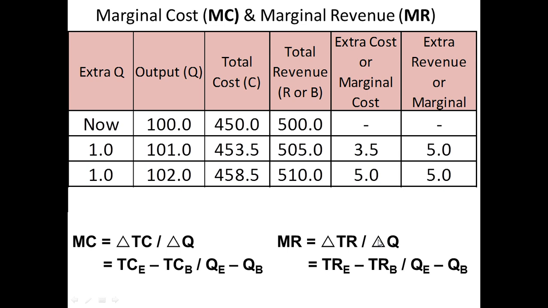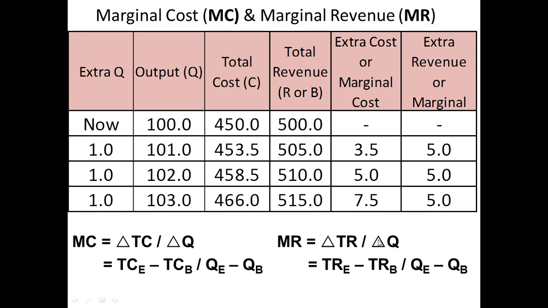Again, I'm not staying at that side. I want to make it more. Okay, let's say we produce one more unit from 102 to 103. More output produced, more cost, and also more revenue. So based on this 103 unit, I get marginal cost 7.5 and marginal revenue 5.